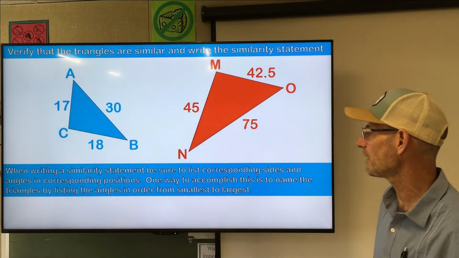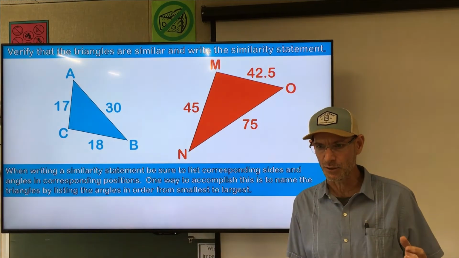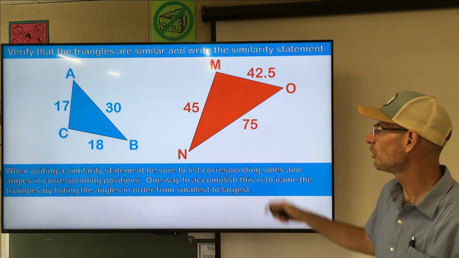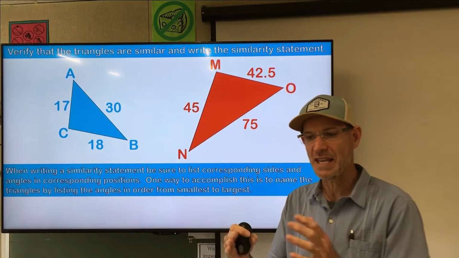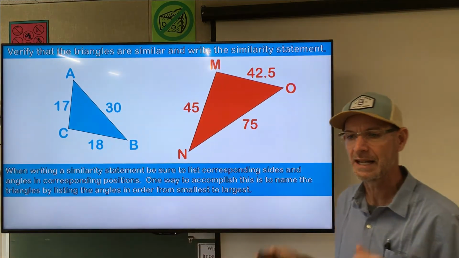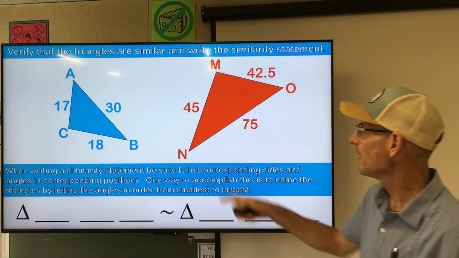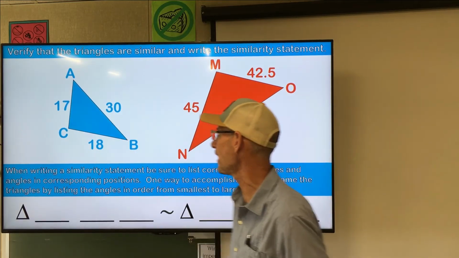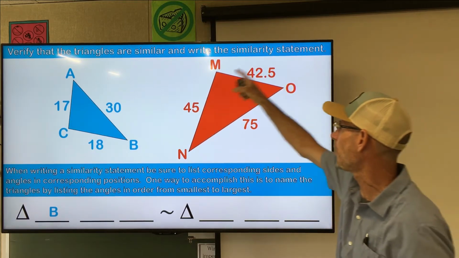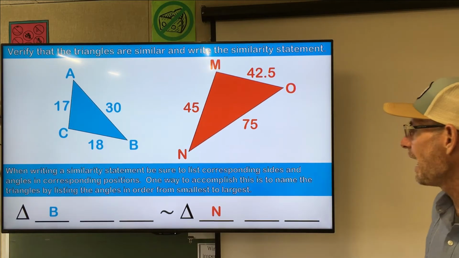And when you write a similarity statement, you need to be sure that you list the corresponding sides and angles in corresponding positions in the similarity statement. To accomplish this, I'm going to name the angles in order from smallest to largest to make sure that I have the corresponding parts matched up in my similarity statement. So to start with, if I look at this triangle, the shortest side is 17, so the smallest angle has to be angle B. Now I know that that has to correspond to the smallest angle here. So the smallest side is 42.5, so the smallest angle has to be angle N.